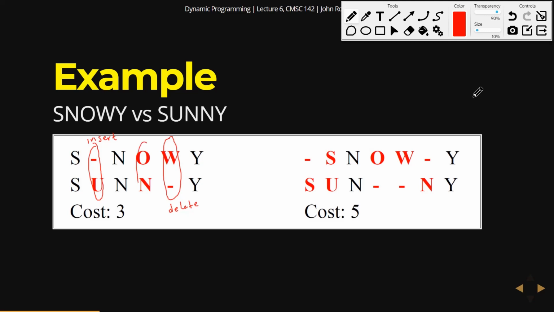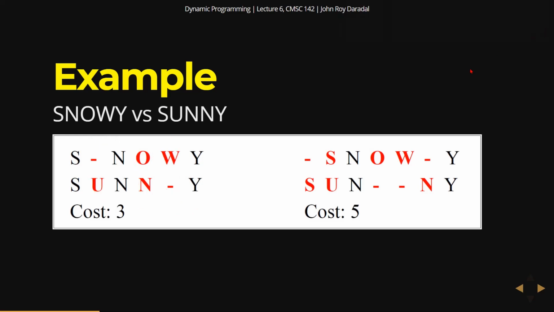And then this one is a substitution because you replaced O with N. Okay? So here, from blank to U, it's an insertion. From W to blank, it's a deletion. And from O to N, it's a substitution. Okay, so those are the three different types of edits that you can do.